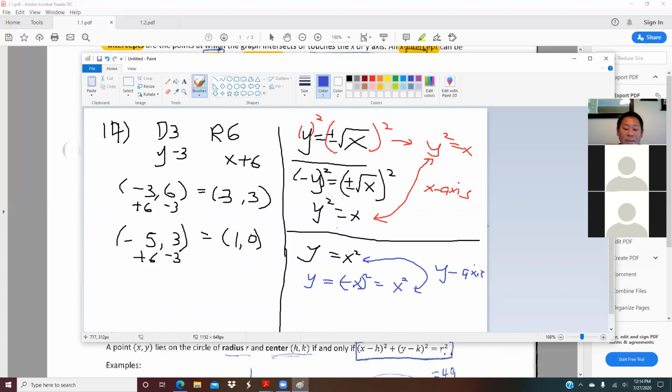The last thing we're going to talk about is symmetry with respect to the origin. That is y equals x cubed, the power of 3. This one we know is symmetric about the origin. So how do we know this? If you put a y, you can interchange your y to become negative y.